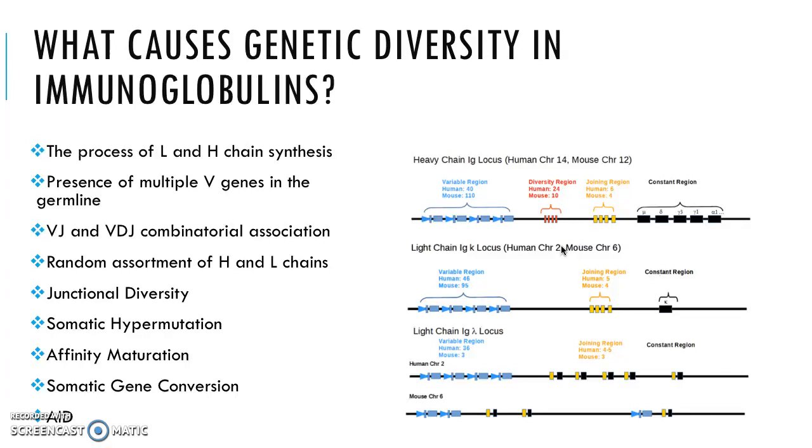Junctional diversity also plays a role in genetic diversity. The phenomenon occurs when VDJ recombination on the heavy chains is imprecise and amino acids at the hypervariable region change, which leads to changes in the expression of the antigen binding site.